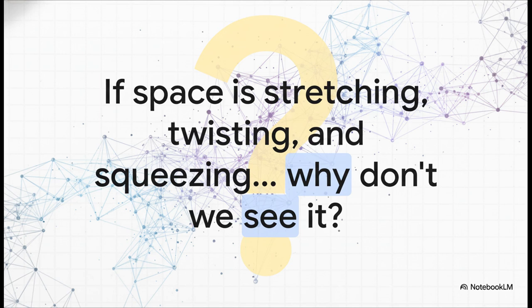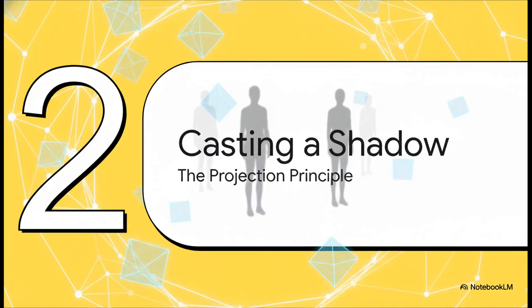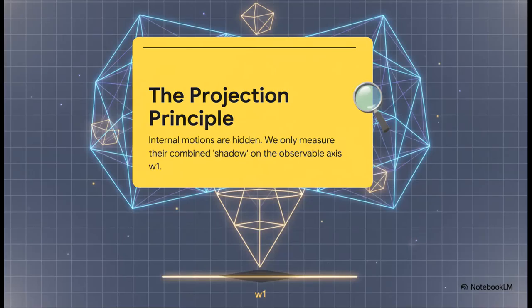This question leads us to the most profound idea in this whole theory. And it all comes down to something called the projection principle. The best way to think about it is with a shadow analogy. Imagine you're a 2-dimensional creature living on a wall, and all you can ever see are the shadows cast by a complex 3D world that you can't even imagine. So this is the absolute key. We never ever get to see the individual stretch, or the twist, or the squeeze directly. Just like the shadow creature on the wall, we only see their combined effect, their shadow, projected onto our reality. All that incredibly complex internal motion gets flattened down into the one dimension we can actually observe.